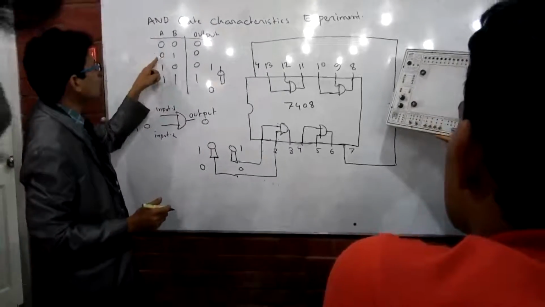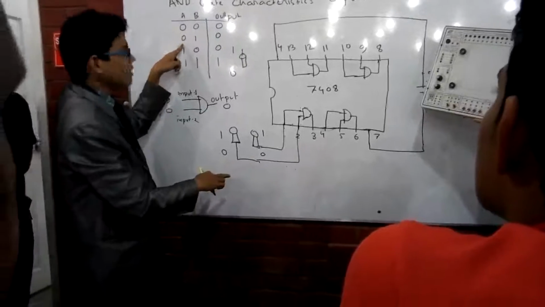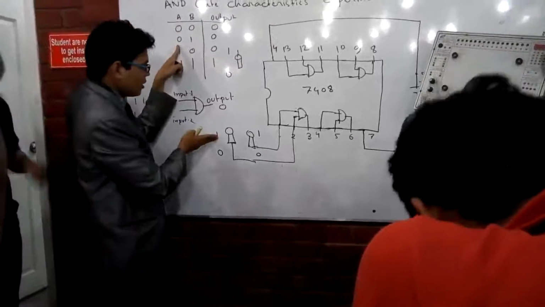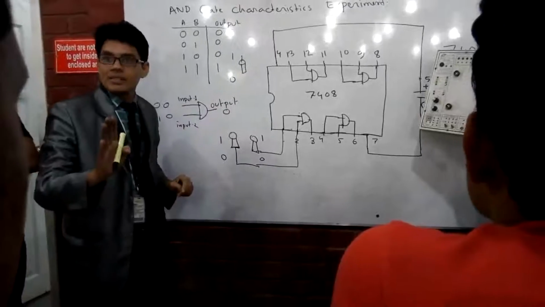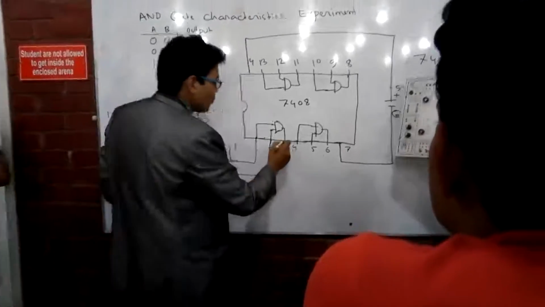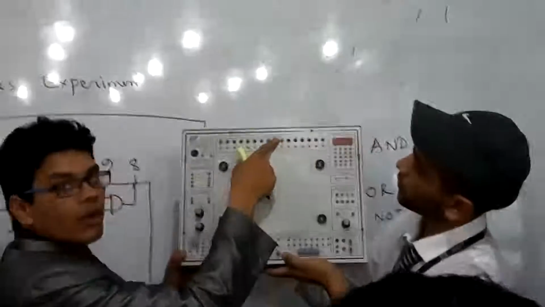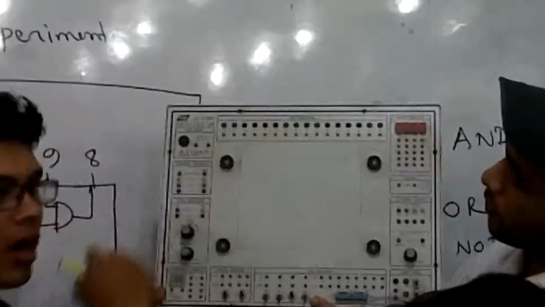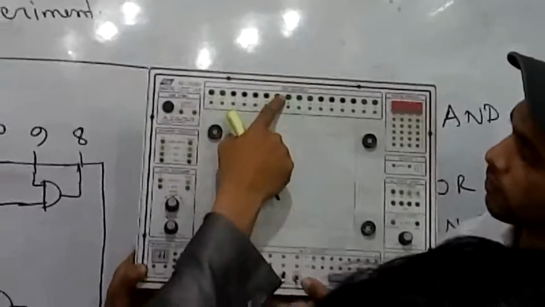For 0, 0, both logic switches will be pushed down. And for 0, 1, one will be pushed down and the other pushed up. You really understand, right? Now the output. Listen, to verify the output, we have different LED lights. If there is 1 at the output, the LED light will be switched on.